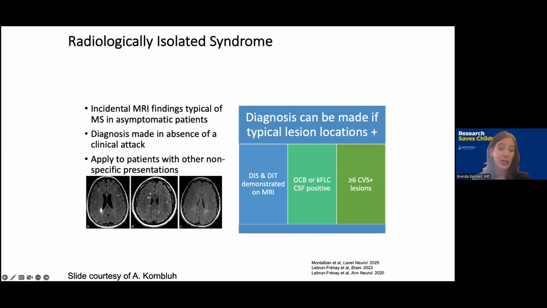So to confirm the diagnosis in that individual, if you have lesions in the typical locations and positive spinal fluid and this positive central vein sign, which indicates that not only are there white spots in the brain, but they are biologically very similar to what we would expect in multiple sclerosis, then you can make the diagnosis even at that time. Next slide.